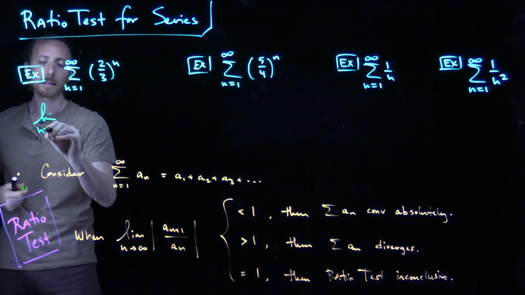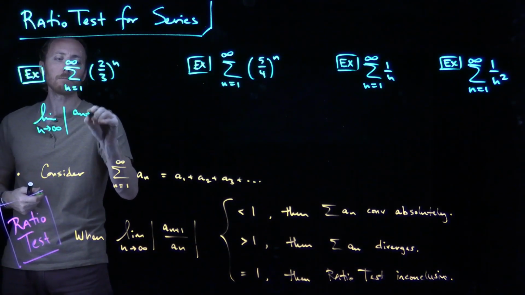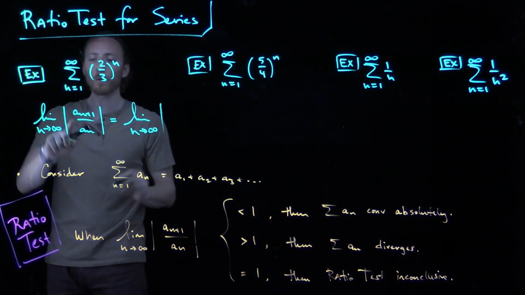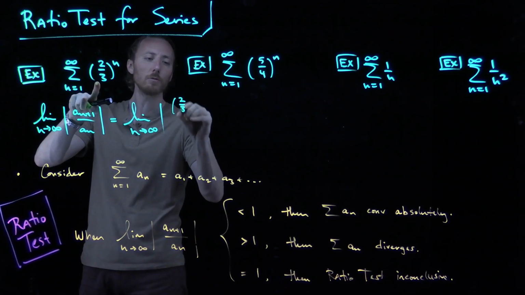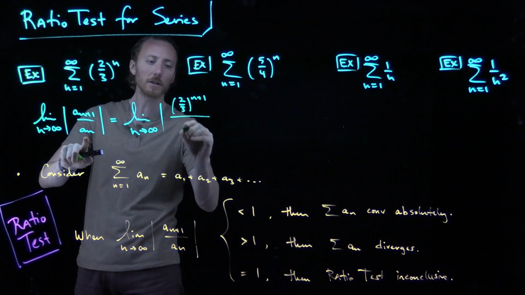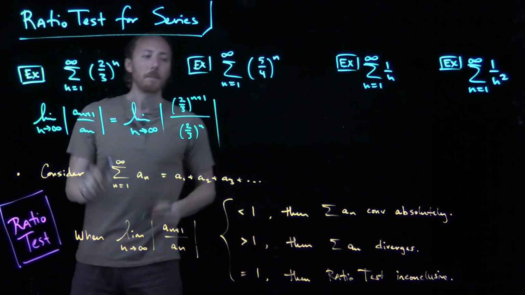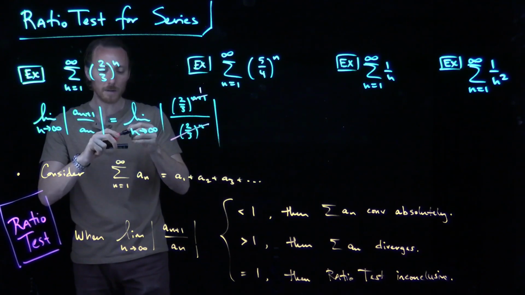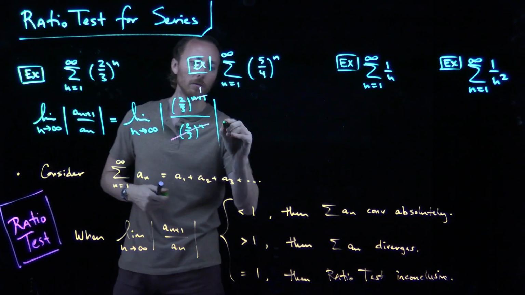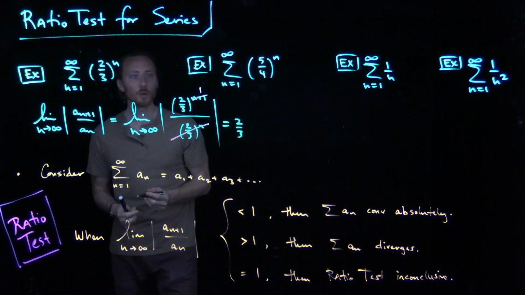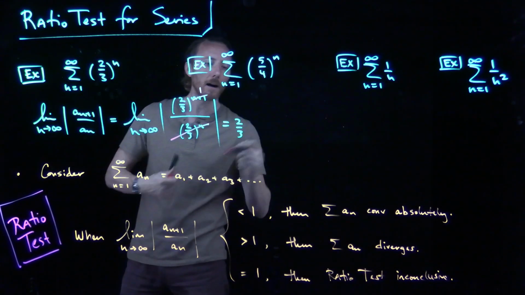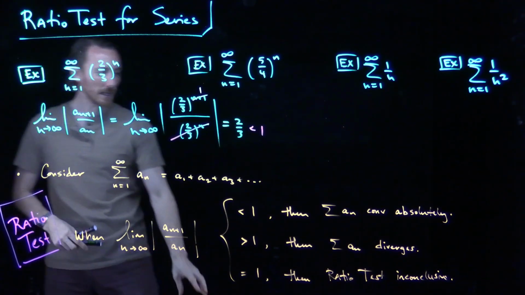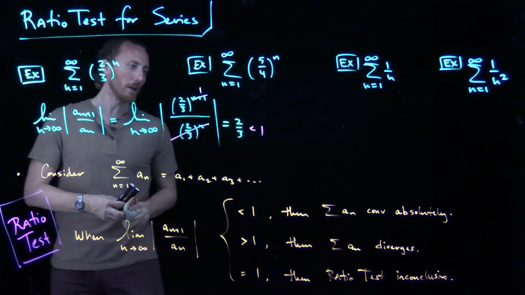We consider a limit as n goes to infinity of a_{n+1} over a_n, which in this case is a limit as n goes to infinity of what? Well, the a_{n+1}th term is (2/3)^(n+1). The a_nth term is just (2/3)^n. And when we cancel here, all the 2/3 downstairs cancel, only one 2/3 upstairs remains. And now we're just taking the limit of 2/3, which is 2/3. Since 2/3 is less than 1 here, the ratio test says we would have convergence.